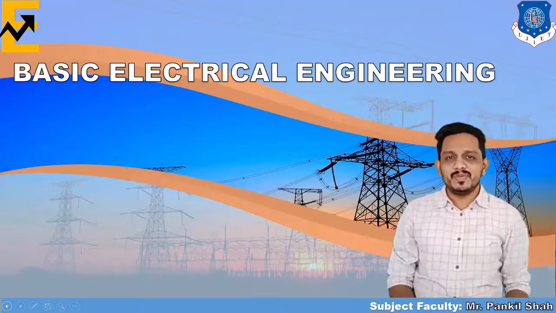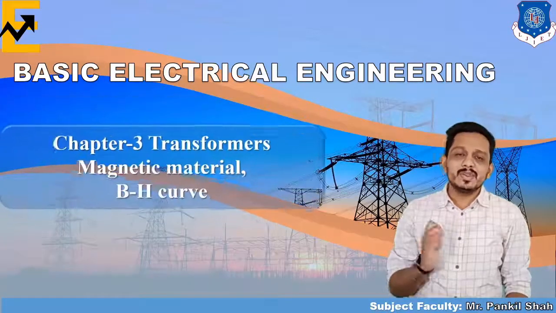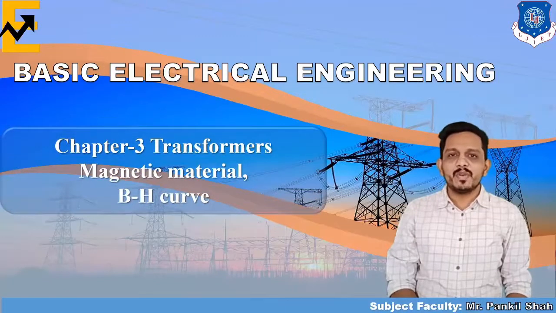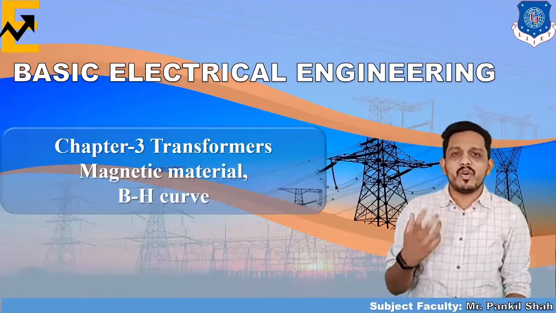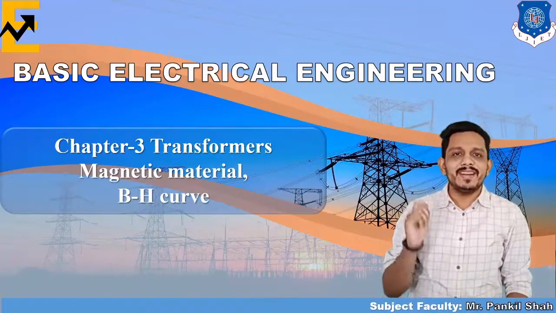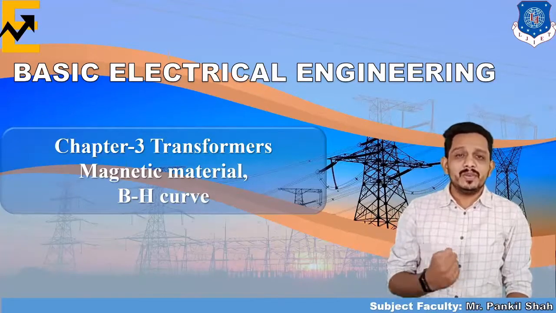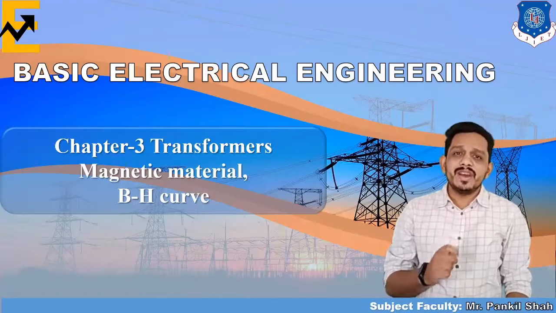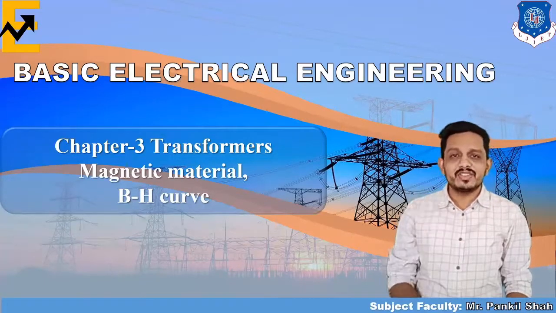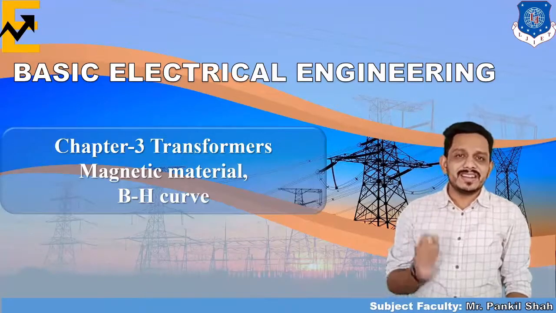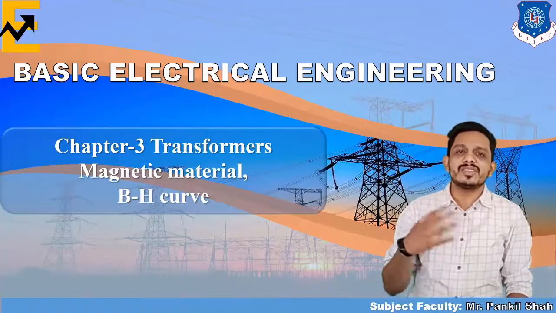And in today's video, we are starting a new chapter, that is the transformer. Before starting the chapter on transformer, we need to understand the materials used for the construction of a transformer. Magnetic materials are used to construct a transformer's core. So in today's video, we are going to study magnetic materials, different characteristics of magnetic materials, and lastly we will see the BH curve, which is also known as the hysteresis loop.